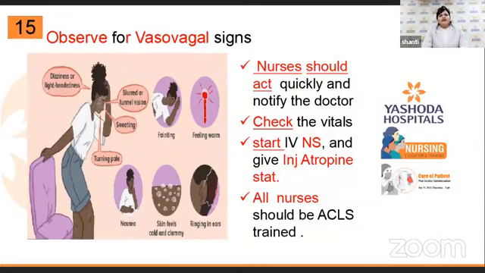So I think it is very great to hear this rule of 10 acronym, which you have developed for preventing early warning escalation parameters. Thank you so much for that. And as we have already discussed, vasovagal, and all the nurses should be ACLS trained, and one should act very quickly. Next slide.